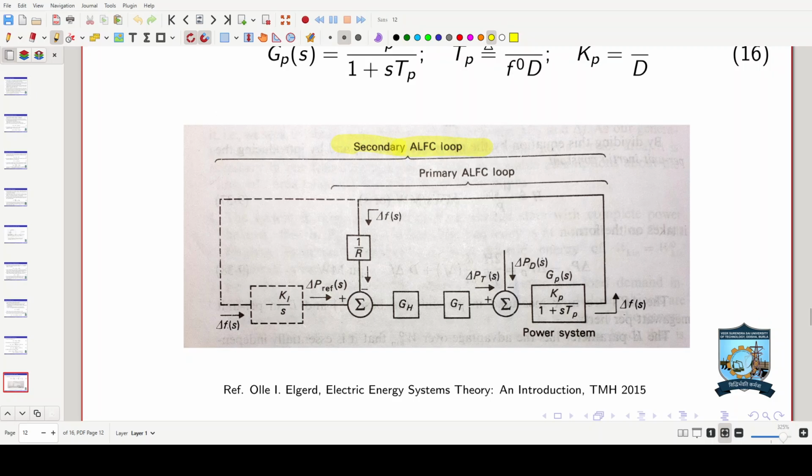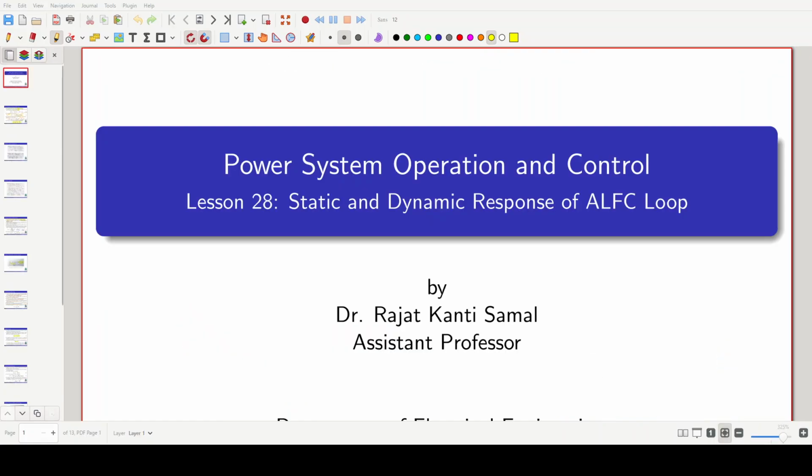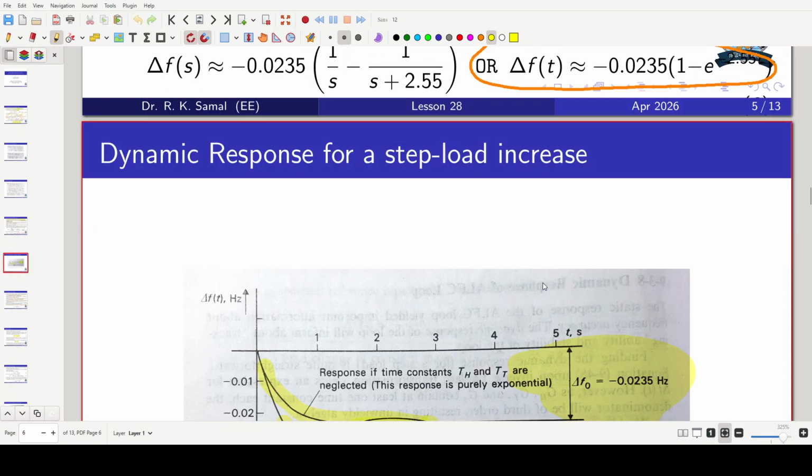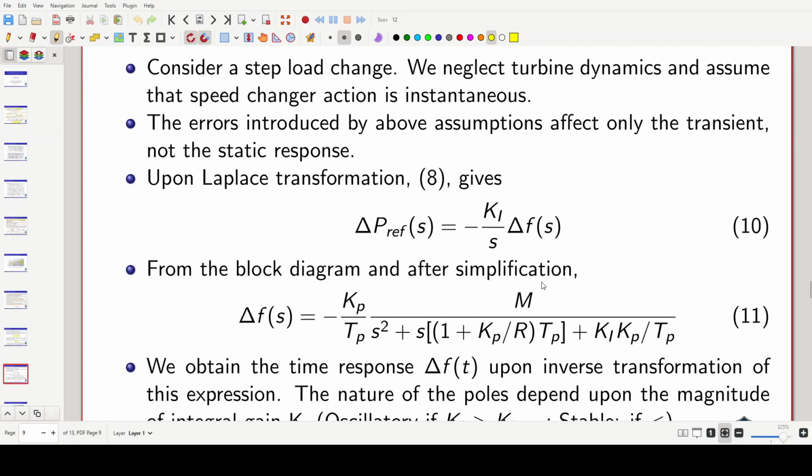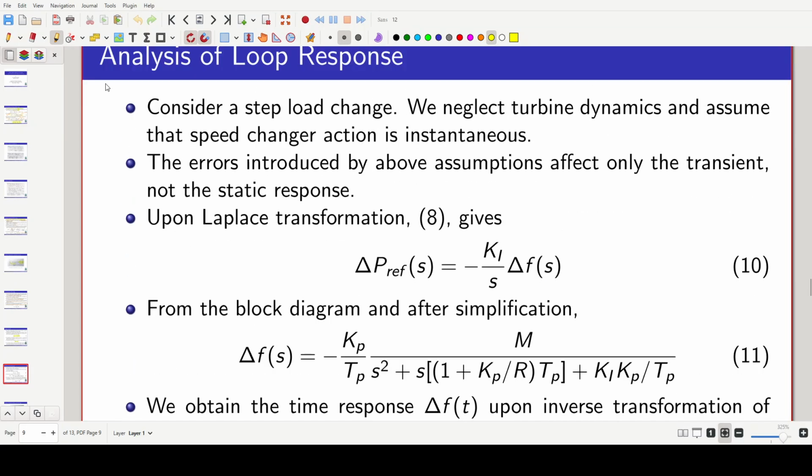Okay, so this is the secondary ALFC loop, and that comprises this integral control, which is ensuring the steady state performance to be 0. That means there is no error eventually. Okay, so we were here for the secondary control. So what is the loop response? Similarly, what is the integral control?